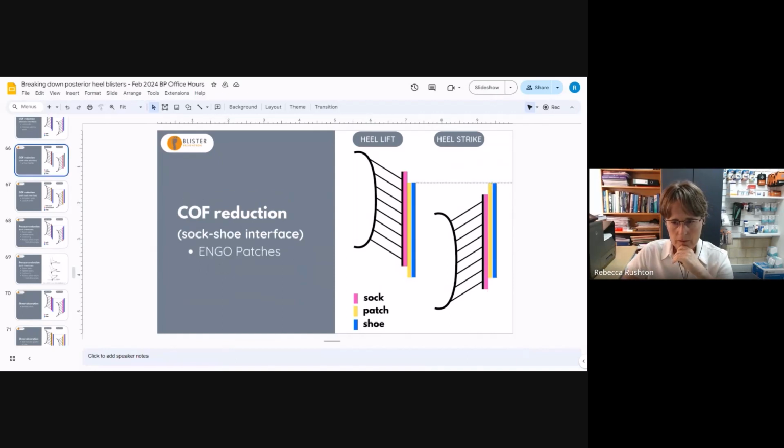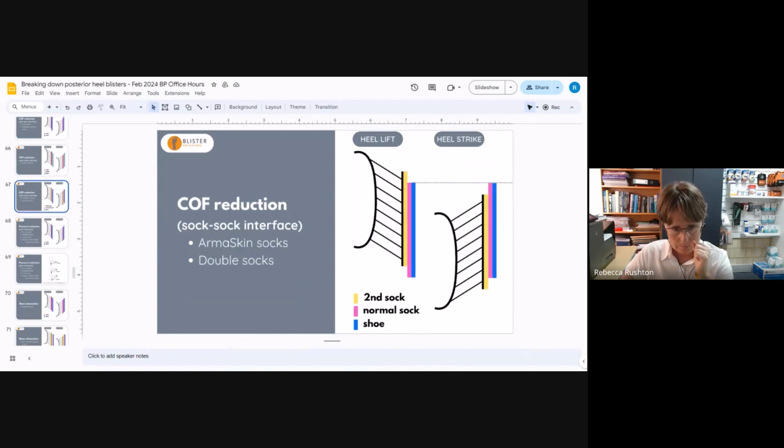Engo patches, we've looked at this one, but I've drawn it in with the yellow line here. So the yellow Engo patch is adhered to the shoe, which is the blue surface. So there's no movement there. And what happens is, because of the low friction surface of the patch, the sock is able to move up and down very easily. That releases the skin to move in sync with the bone at an early moment of time, thereby reducing the magnitude of shear deformation.